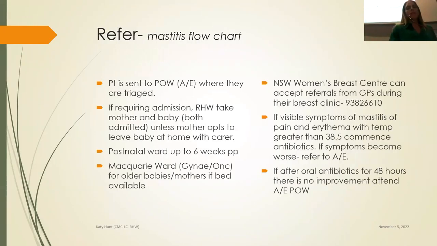And as I said, refer to Prince of Wales A&E. If they require admission and they're before 6 weeks, they come to the postnatal ward, and if they're older, they go to the Macquarie ward or somewhere else in the Prince of Wales Hospital. And I still get the call to go and see them. The breast centre accepts referrals for ultrasounds. The GP can refer for ultrasound to the breast clinic.